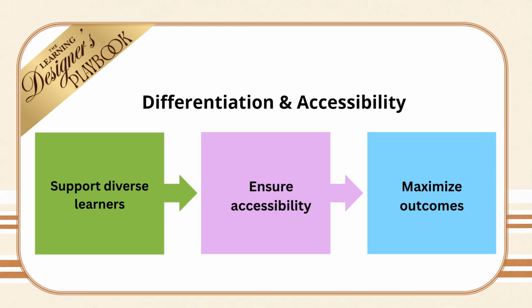Differentiation ensures that all learners, regardless of prior knowledge, can succeed. Offer multiple ways to engage with content, such as videos, readings, and interactive exercises. Provide optional enrichment for advanced learners and scaffolding for beginners. Adjust pacing, complexity, and support based on learner needs. Accessibility must be considered to ensure that learners with disabilities can access content effectively.